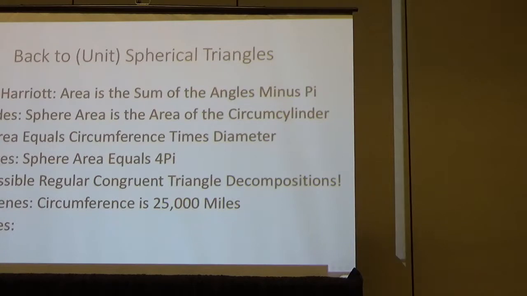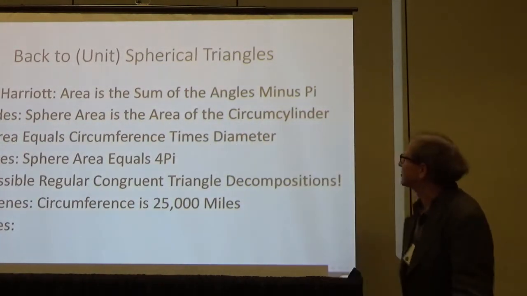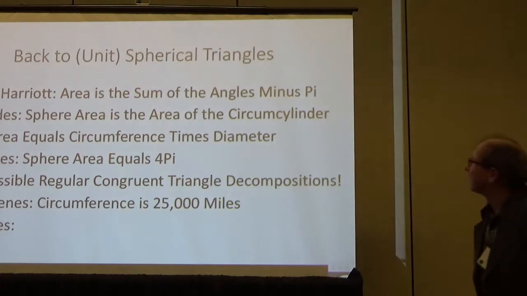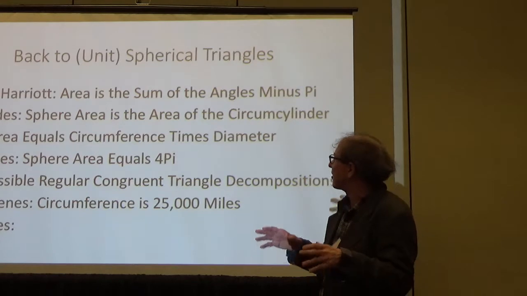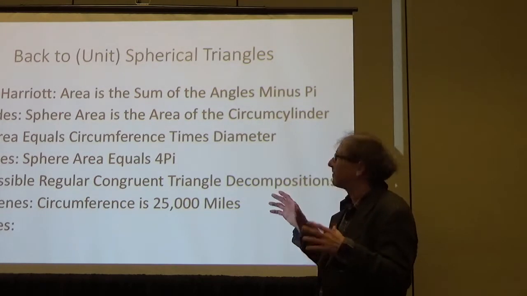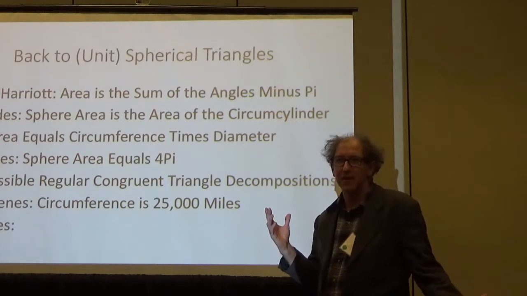I probably have a minute. Back to spherical triangles, last 2 slides. The area, this is from about the 1600s, no, even the 1400s. Girard and Harriot both found, with just classical geometry, that the area of a spherical triangle is the sum of the angles minus pi on the unit sphere.